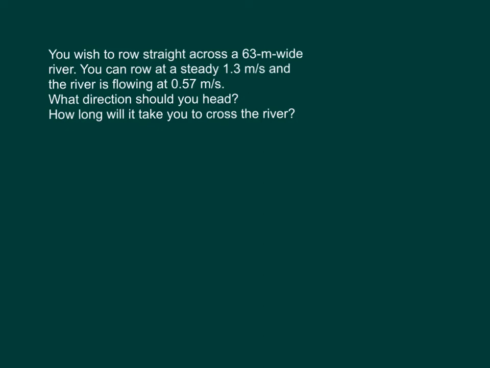Here's an example of a physics problem that involves relative motion in 2 dimensions. You wish to row straight across a 63-meter wide river. You can row at a steady 1.3 meters per second pace, and the river is flowing at 0.57 meters per second. And the question is, what direction should you head in order to go straight across, and how long will it take you to cross the river?